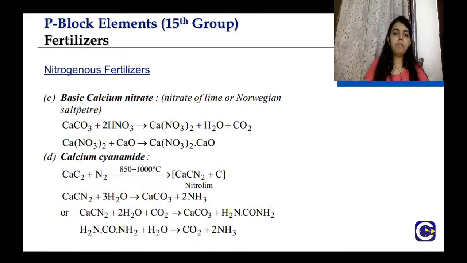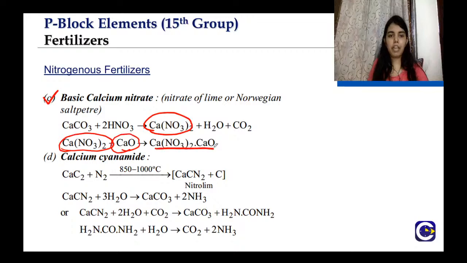Basic calcium nitrate is also known as nitrate of lime or Norwegian saltpeter. If you treat calcium carbonate with nitric acid, it gives calcium nitrate. This calcium nitrate on reaction with calcium oxide gives basic calcium nitrate, which acts as a fertilizer. You can also prepare calcium cyanamide, CaCN2. Reactions are not important, you can remember the names of the fertilizers. You will learn more about fertilizers in environmental chemistry or chemistry in everyday life.